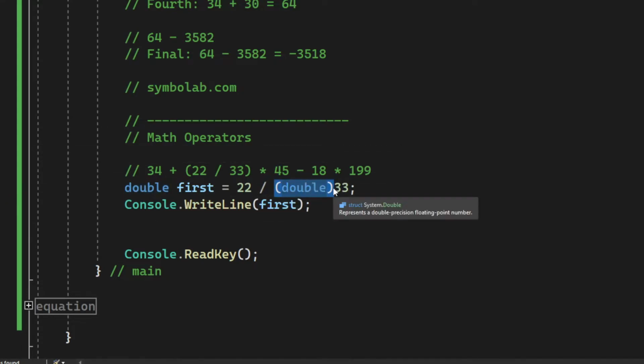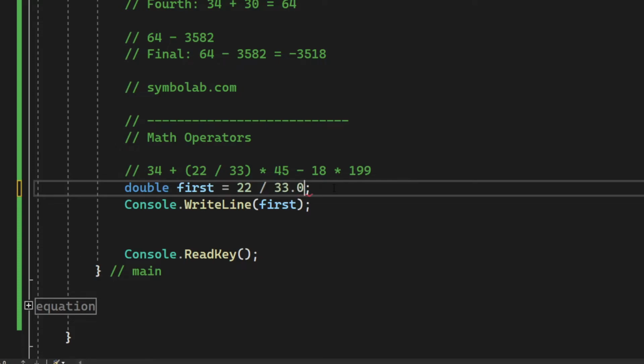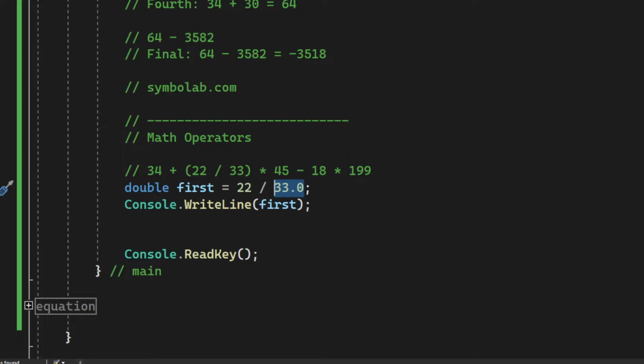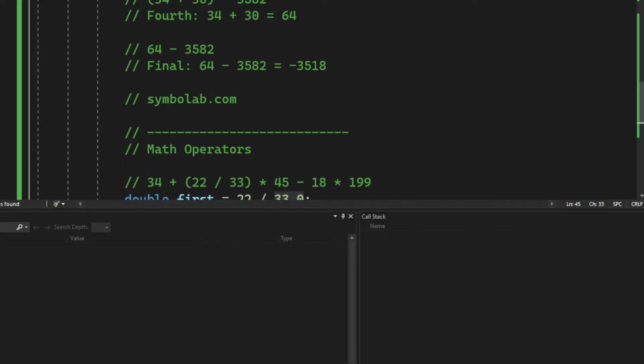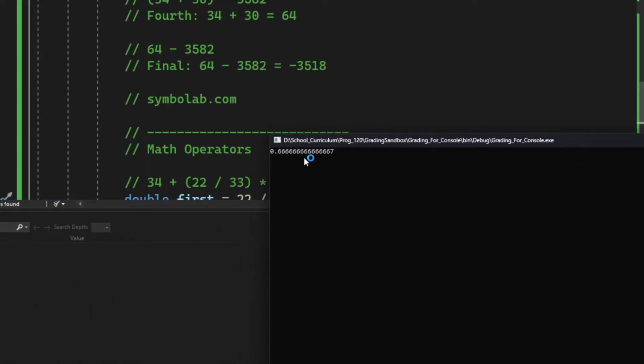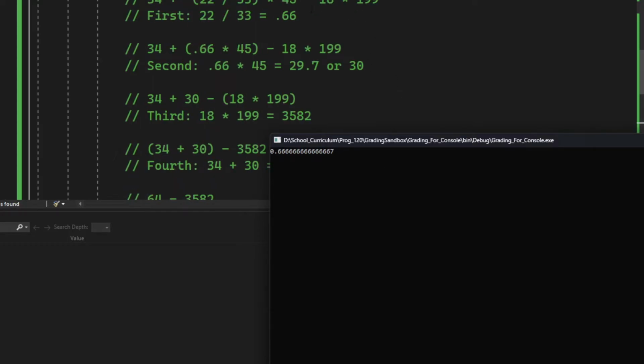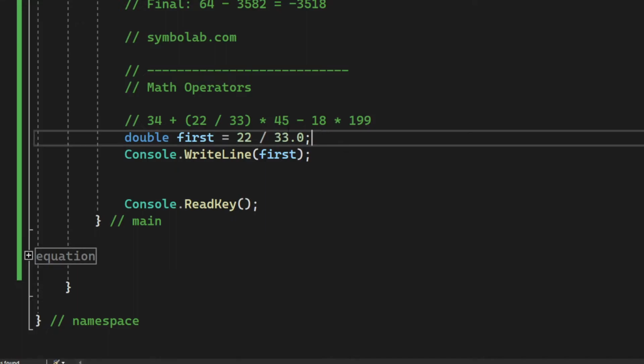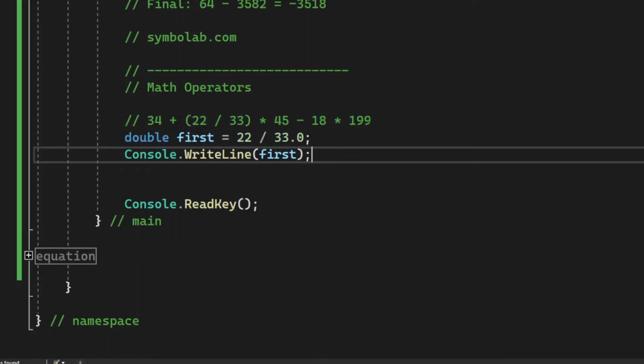Or the route I like to take, which is also really short and easy, is I just add a 0.0 to the end of this. It means the same exact thing. And now if we take a look and we do our math, we get that 0.66 that we had been expecting. Perfect. So we know this is working out. So with this, we already know to keep an eye out for that casting. So that's our first step.